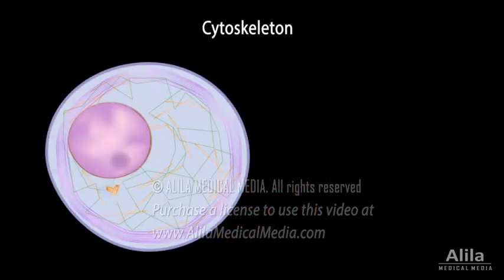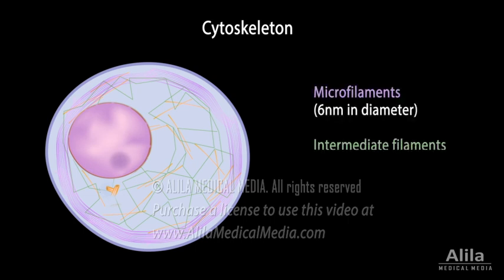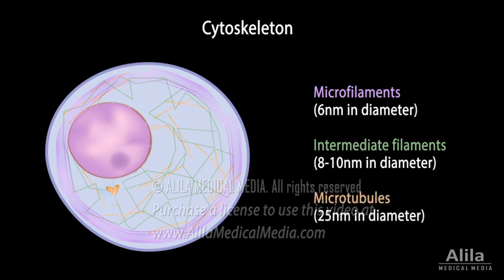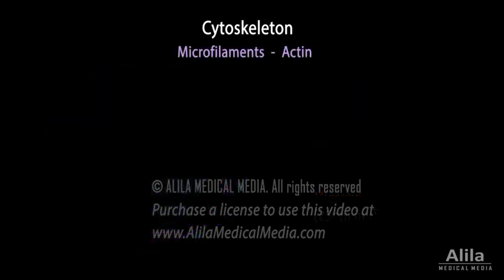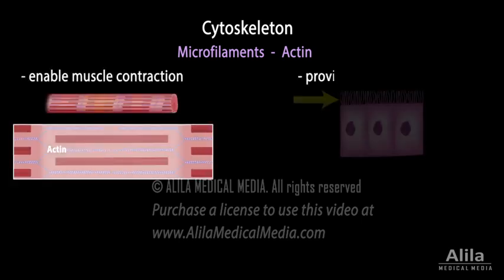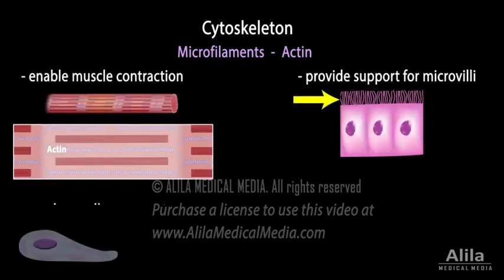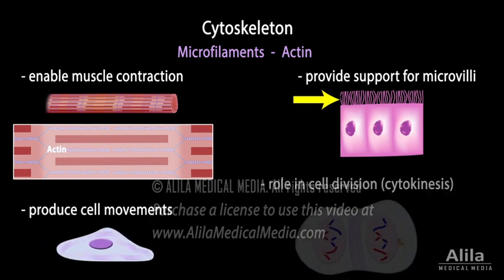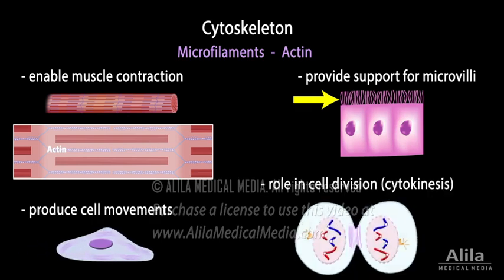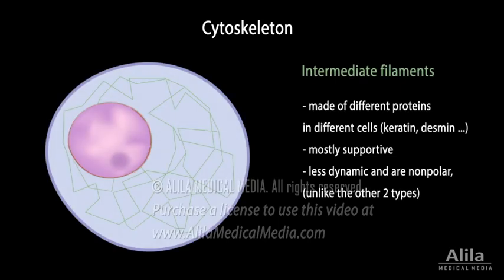Cytoskeleton is a network of protein filaments that fulfill a variety of functions. There are three types of filaments: microfilaments, intermediate filaments, and microtubules. Microfilaments are made of the protein actin. They enable muscle contraction, provide support for microvilli, produce cell movements, and play a role in cell division. Intermediate filaments are made of different proteins in different cells. Their roles are mostly supportive.